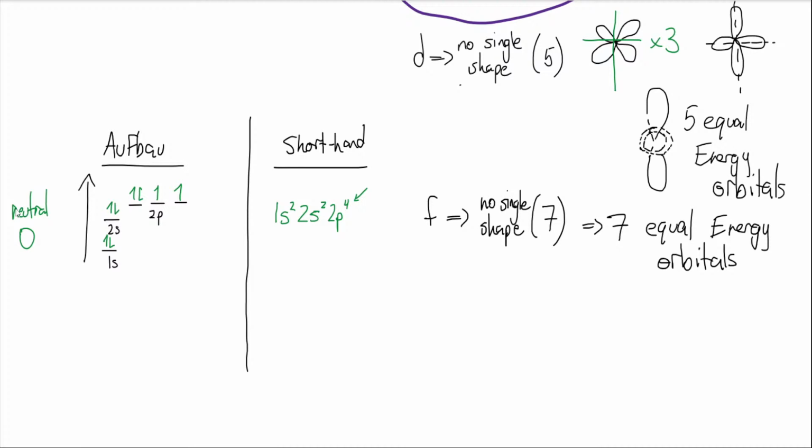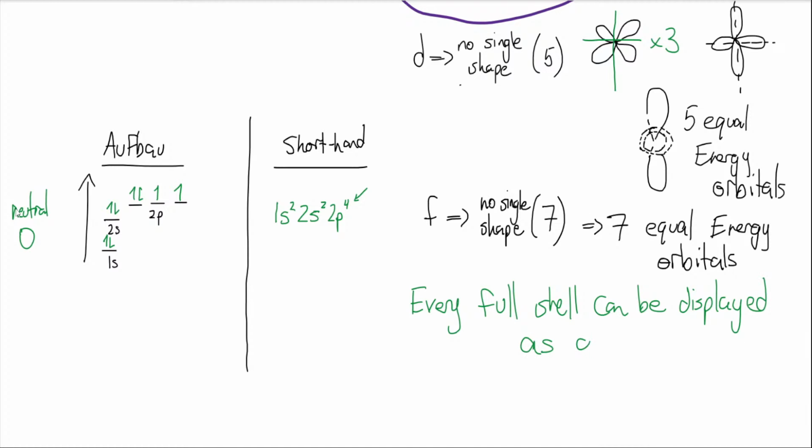So there's that shorthand. There's also another shorthand, because every full shell can be displayed as a noble gas, right? So I could really say helium 2s2 2p4.